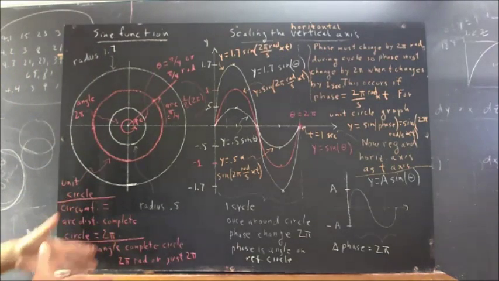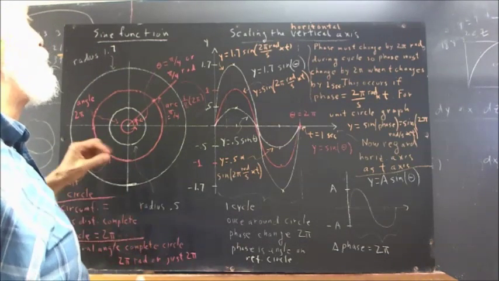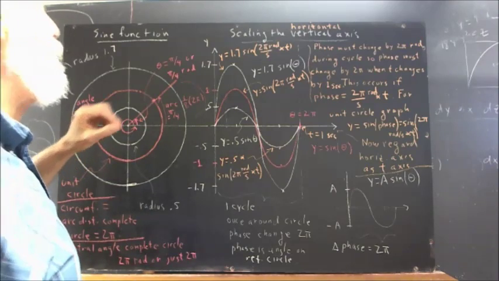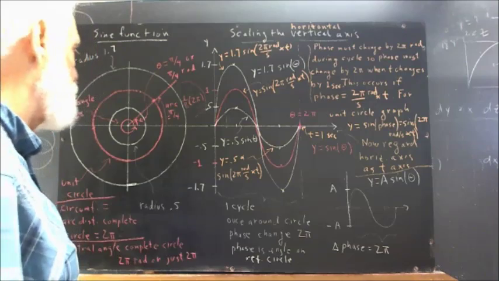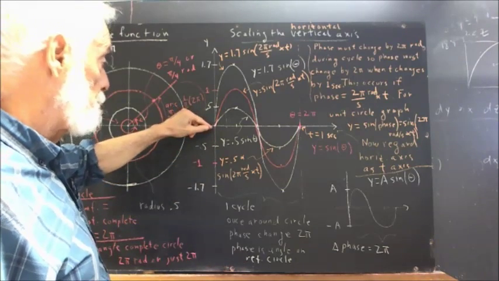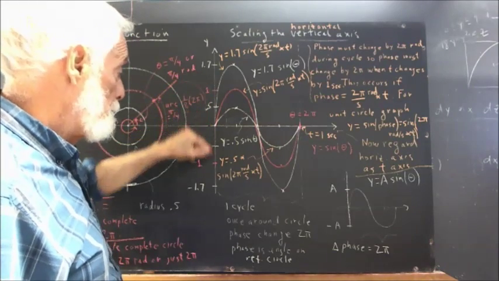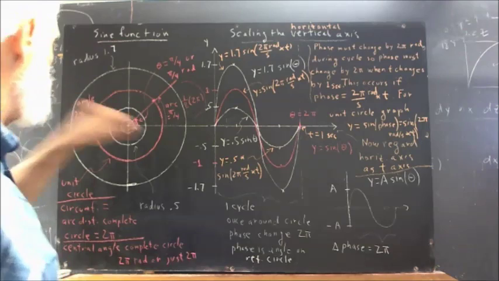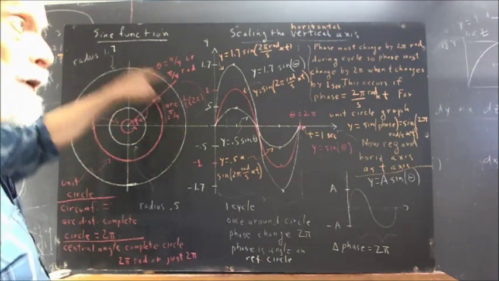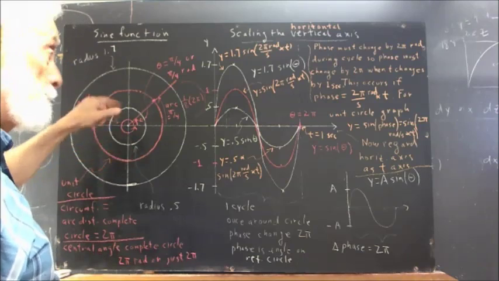Now, if we want to construct a sine function for a different amplitude, amplitude being the distance between the horizontal axis and the maximum or minimum value of the sine function, we can do that in terms of a bigger circle or a smaller circle. So I've constructed a larger and a smaller circle here.